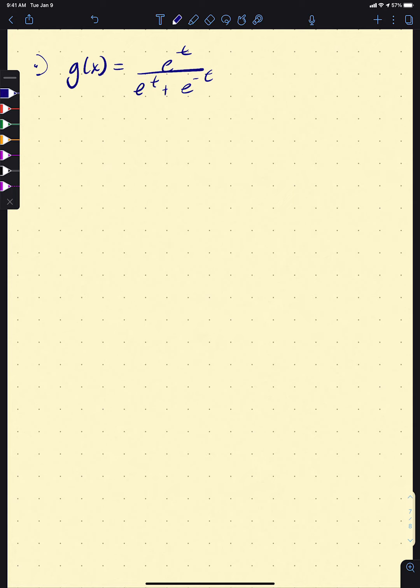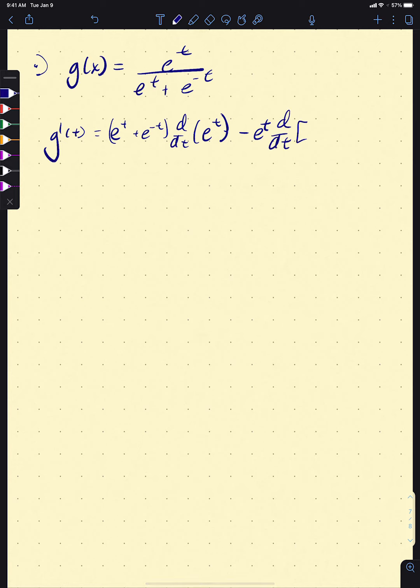...to be able to compute their derivatives. This is going to be a quotient rule, right? So we're going to have low d high dt of e to the t minus high d low, e to the t plus e to the minus t, all over e to the t plus e to the minus t squared, okay?